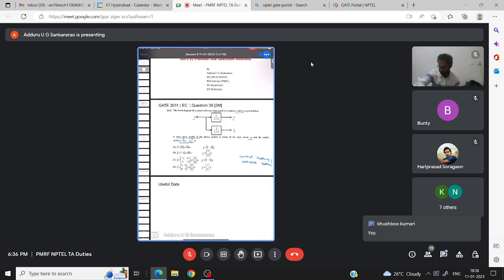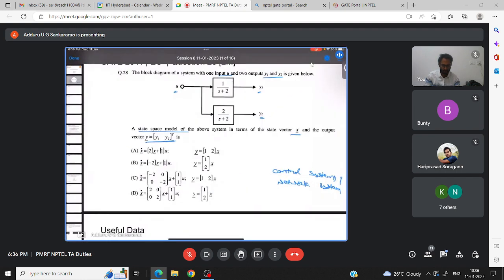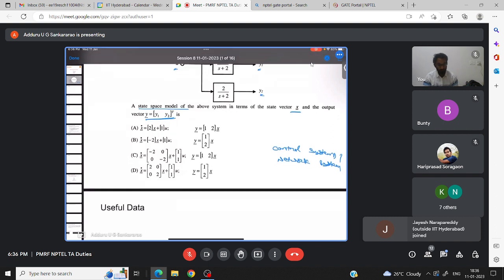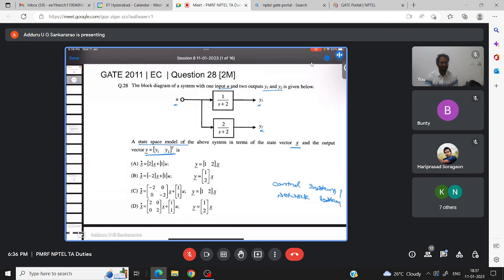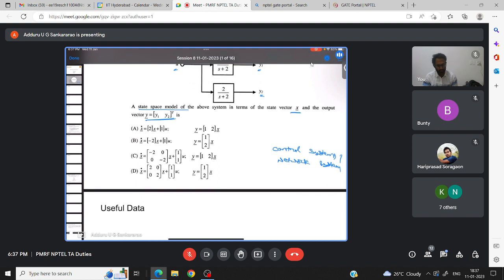So this is the problem given. If you see here, two outputs are there and one input is there. What is the order of s here? s plus 2 is there, which means it is a first order one. S is first order, s square is second order, s cube is third order. So one state variable will be there.